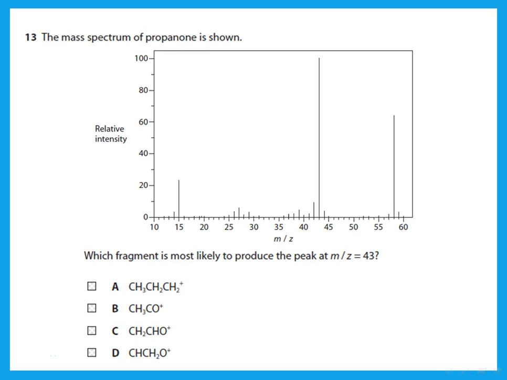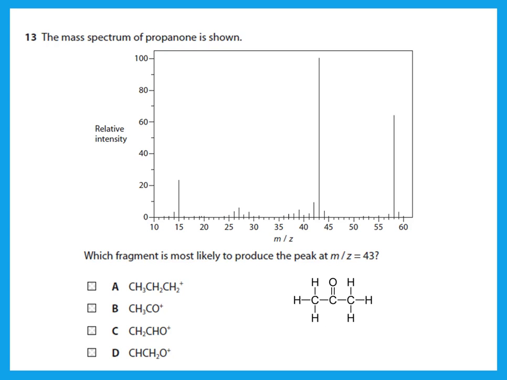The mass spectrum of propanone is shown. Do we know how to draw propanone? Prop means 3 carbons. On means it has a ketone. A ketone is a double bond O in the middle of a compound. So it's a double bond O in the middle, and I have a total of 3 carbons. So that is the structure of propanone.